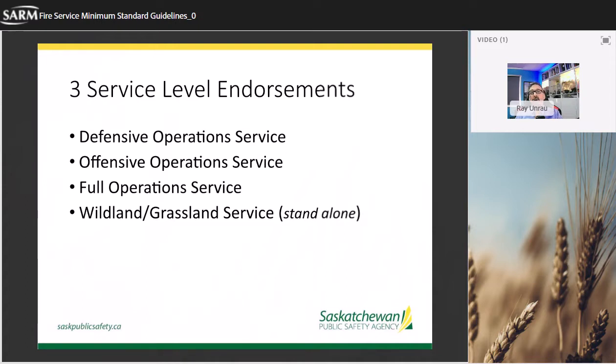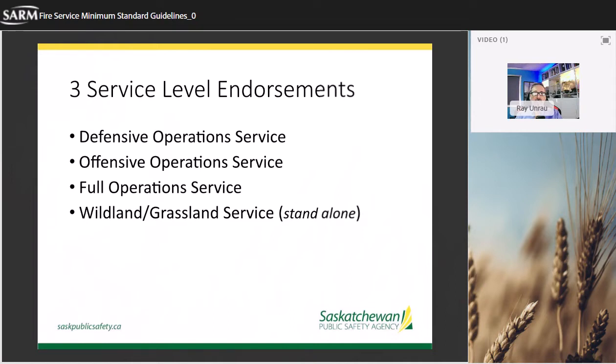of service in, because it's quite possible that some very small departments don't really have an interest in doing defensive level operations, but they have a strong interest in the wildland grass service. So wildland grassland firefighting can be a standalone. You can just submit it as that, or you can add it a la carte to one of the other three options.